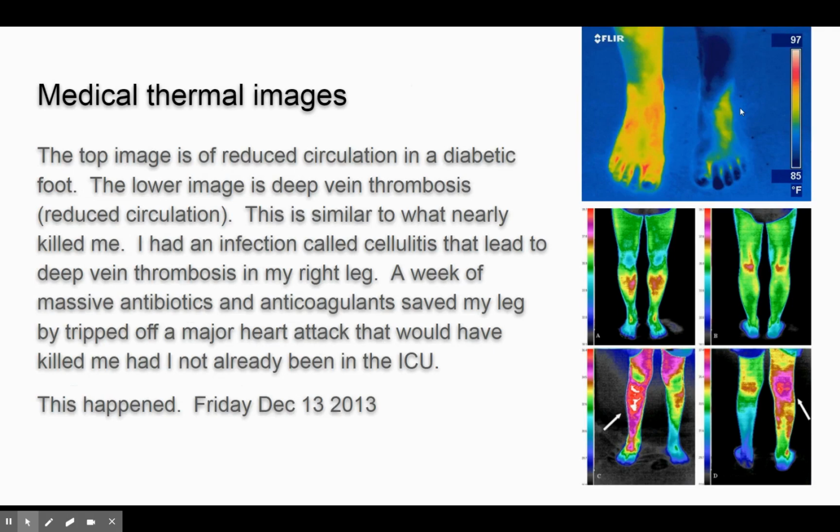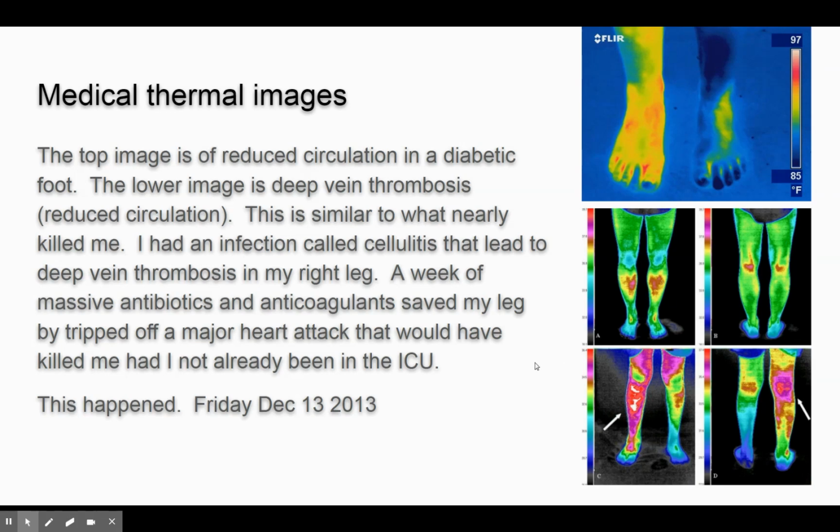Medical thermal imaging. The top image is a diabetic person, and the one leg has an occluded artery, so the blood's not flowing, and the leg is cooler. This person has thrombosis, deep vein thrombosis in the leg, so the circulation is severely affected on the one leg there. And that's what nearly killed me.